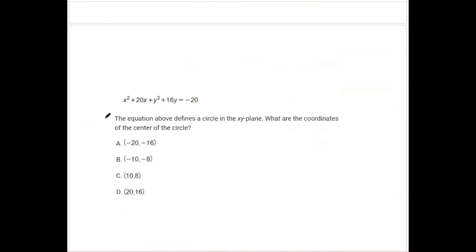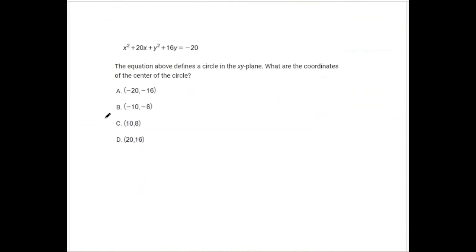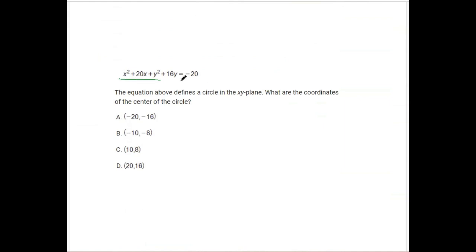The equation above defines a circle in the xy plane. What are the coordinates of the center of the circle? Like I said, we need to convert this into the form here. And we need to determine h comma k for the center of the circle. So, what two numbers add up to 20? However, the two numbers have to be the same. So, it's going to be 10, right?